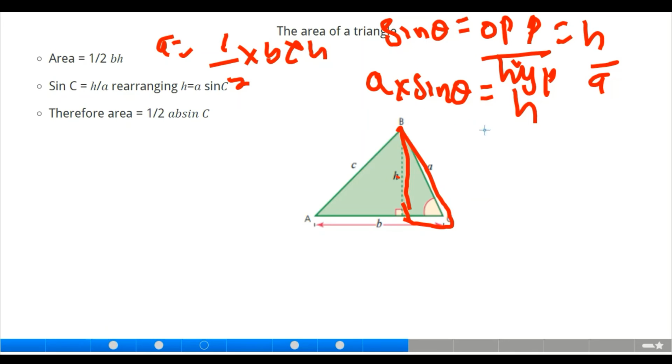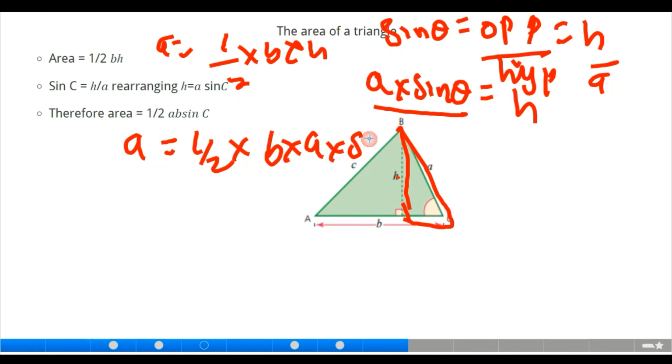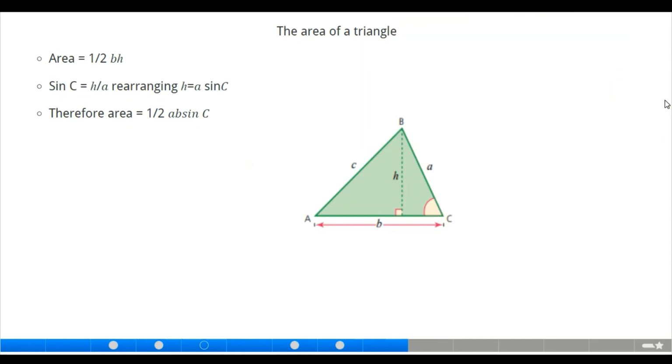Equals h. So that implies that wherever you see h, instead of h we are replacing it with a multiplied by sine theta. So our new formula for the area of a triangle, having the right triangle in it, is going to be half multiplied by base multiplied by a multiplied by sine theta. That's the formula for the area of a triangle having our right angle triangle divided into it.